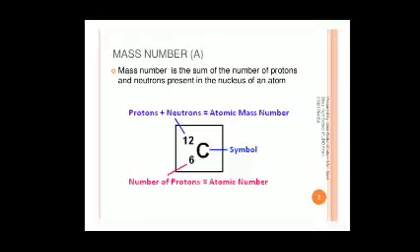Here is one example: a carbon atom, atomic number 6, atomic weight or mass number equal to 12. Therefore, the number of neutrons is equal to A minus Z, 12 minus 6, that is 6 neutrons present in the central part of carbon.